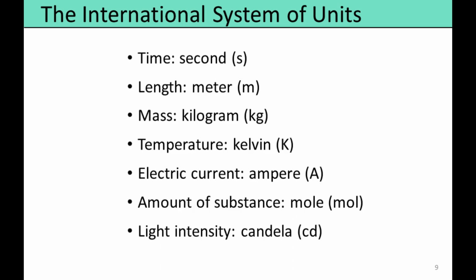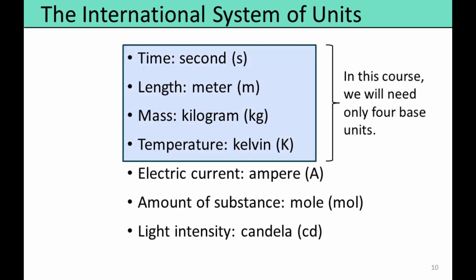To establish a uniform system of units that facilitates collaboration, the international scientific community has defined the International System of Units. This system defines 7 base units: second as the unit of time, meter as the unit of length, kilogram as the unit of mass, Kelvin as the unit of temperature, ampere as the unit of electric current, mole as a unit of amount of substance, and candela as a unit of light intensity. All physical quantities can be expressed as one of those base units or as a combination of them.